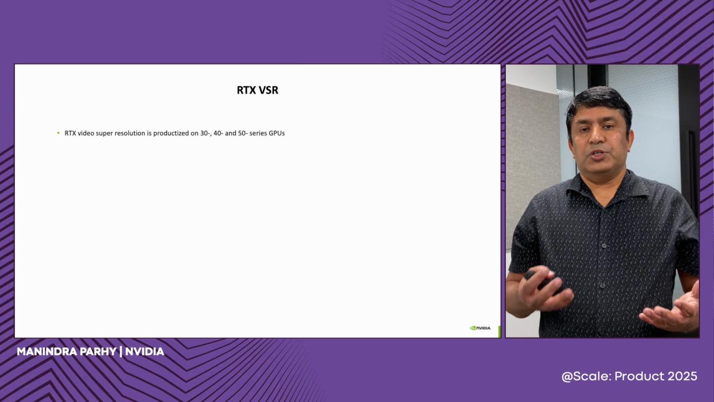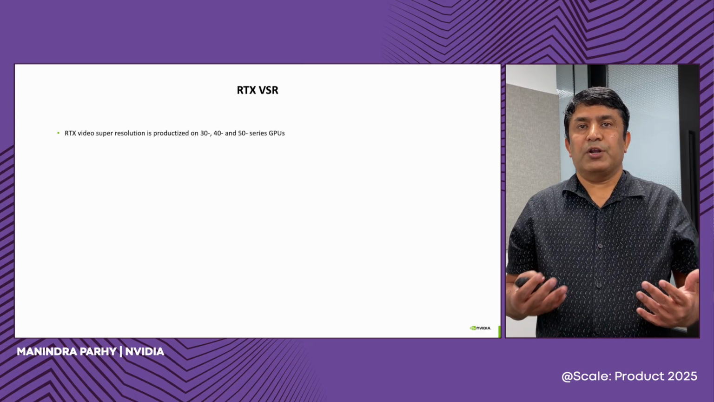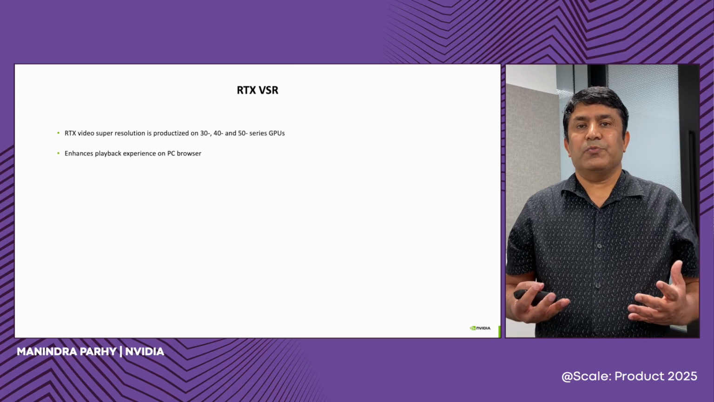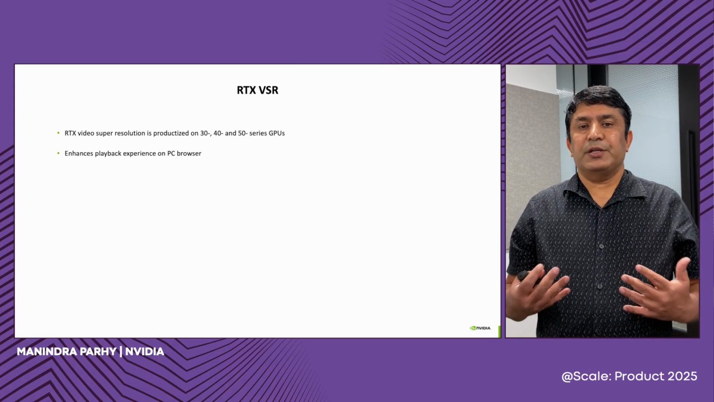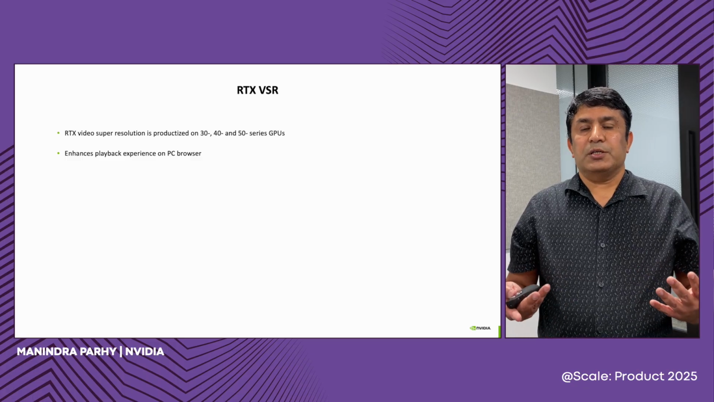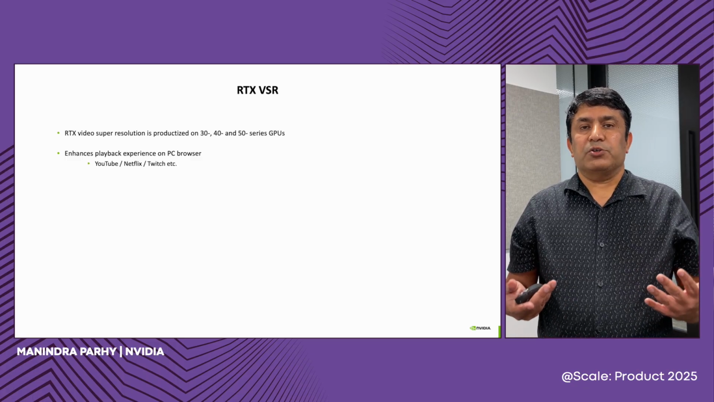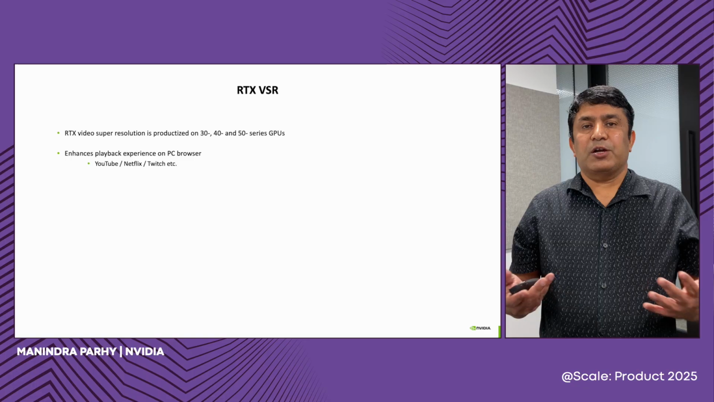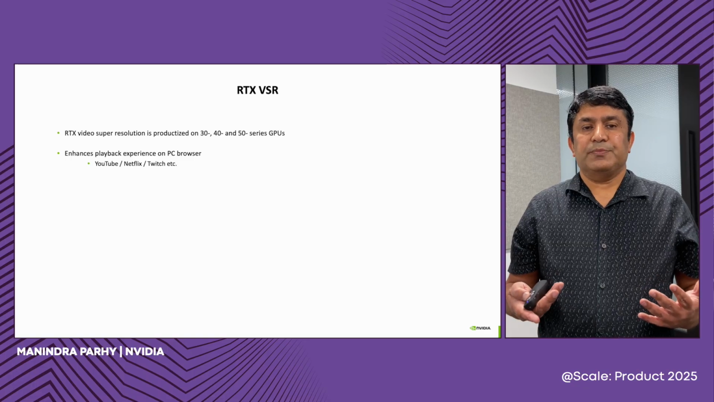So this technology is productized into our 30, 40, and 50 class GPUs. It enhances the video playback on the browser. We integrated it into browsers like Chrome. And when someone is watching YouTube, Netflix, or Twitch, it invokes the RTX VSR. All you have to do is enable these features from the Nvidia control panel.